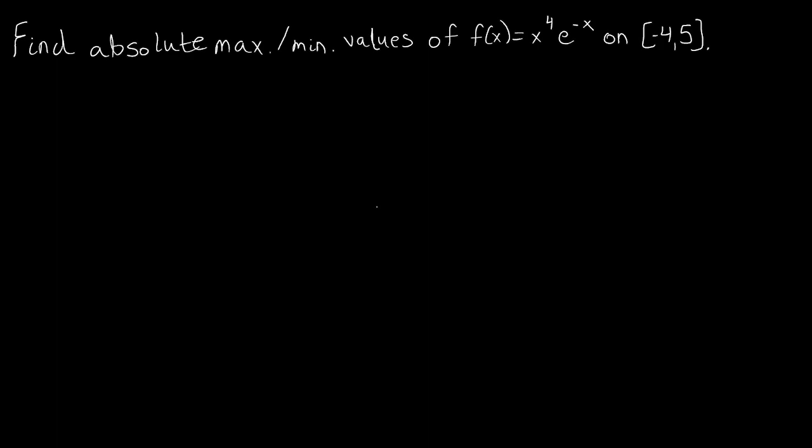In this video, we're going to look at a problem concerning different maxima and minima. In this case, we're going to look at finding the absolute max and min values of a given function on the closed interval -4 to 5. The reason why the absolute max and min values are important, and why we have a closed interval, is something I want to touch on a little bit later.